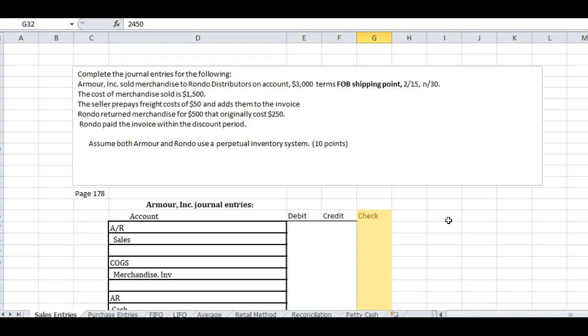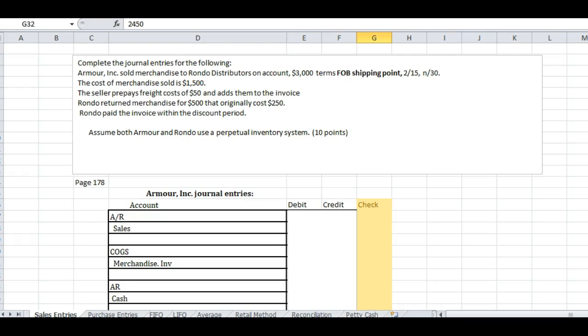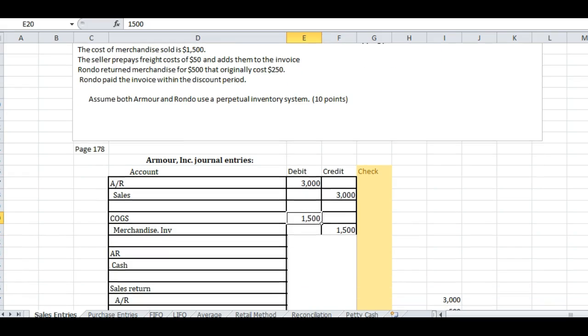It's the very same exercise you have in the test, except the numbers are different. So very quickly, we have sold $3,000 worth of inventory. And that $3,000 worth of inventory cost us $1,500. First thing, we record the sales and we record the accounts receivable. We're using the perpetual inventory, so we have to record the cost of goods sold. So we take it out of inventory and we create the cost of goods sold entry.